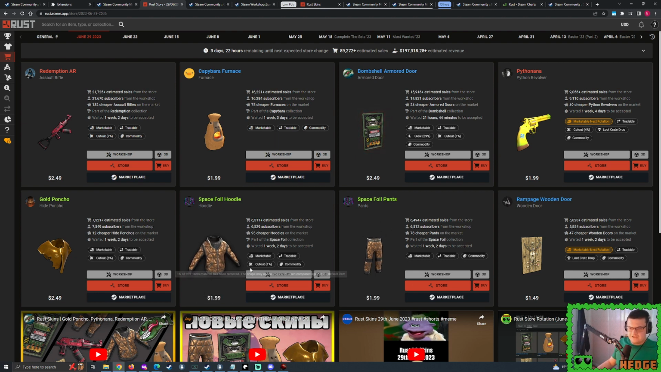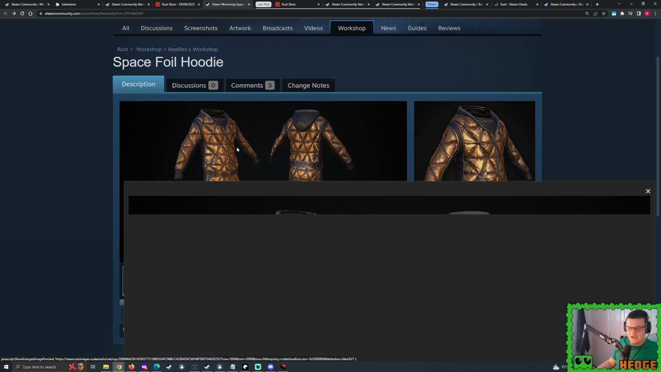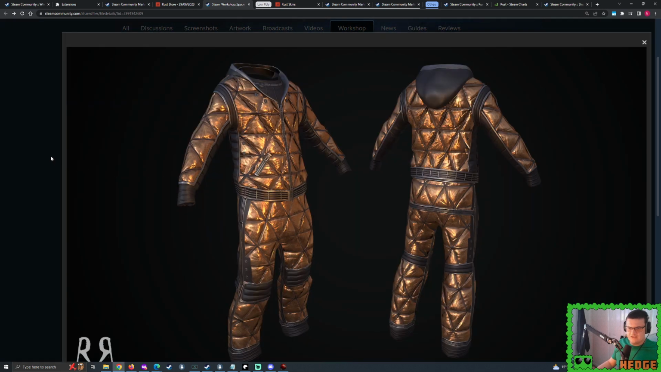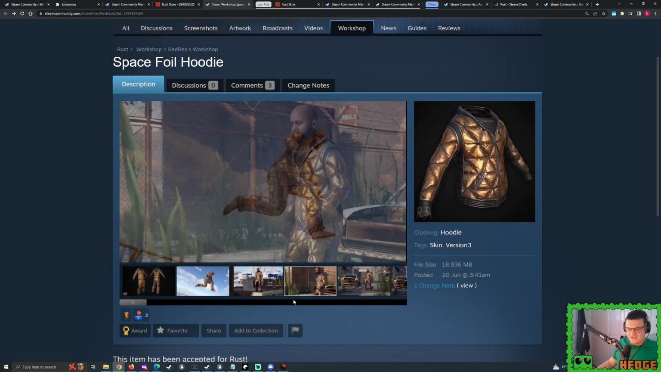So Space Foil set, let's just close this and take a look. It is a fair bit shiny. I don't imagine it's going to be super great in terms of wanting to be camouflaged. Maybe the desert environments could be helpful, but again, it's a bit shiny, isn't it?